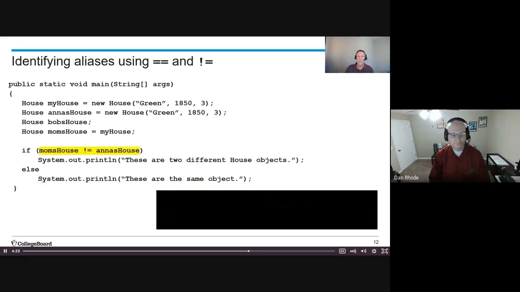Likewise, what if I use the not equal sign? Can I say, is it true that mom's house does not equal Anna's house? Well, what is mom's house? Mom's house is just another name for my house. And they are not the same object. They're 2 different objects. So this will print out that these are 2 different house objects. They're not aliases. Mom's house and Anna's house refer to 2 different house objects.